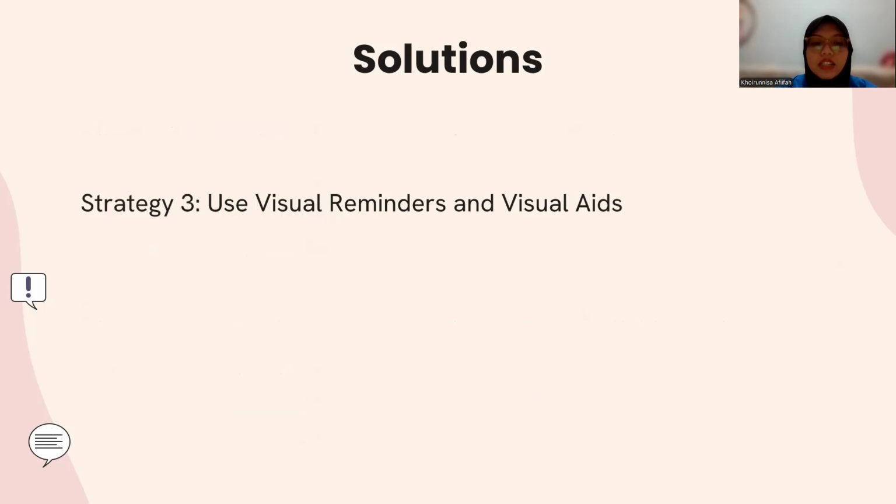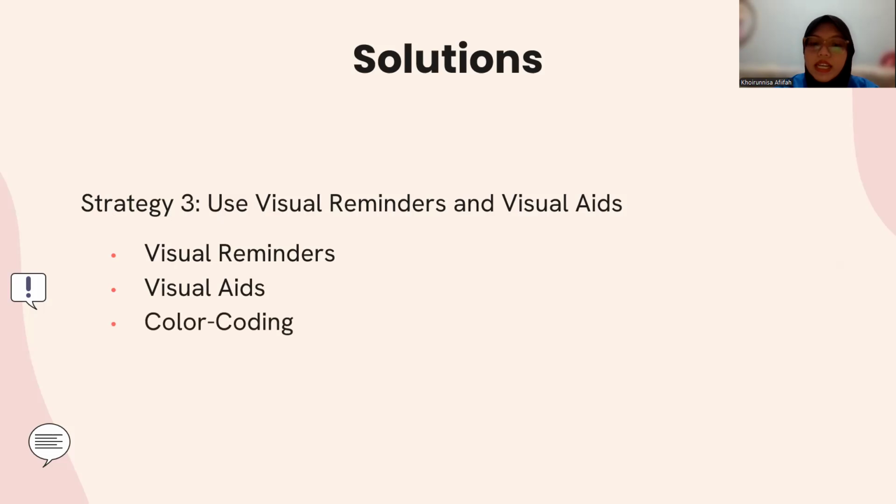And the next strategy is to use visual reminders and visual aids. Mr. Smith can use visual reminders and visual aids to help students stay focused and on task. The first is visual reminders. Posting visual reminders such as a focus chart or a task list can help students stay on track and remember what they need to do. And then using visual aids such as diagrams or charts can help students understand complex math concepts and stay engaged. Using color coding to differentiate between tasks or activities can help students quickly identify what they need to do and stay focused.